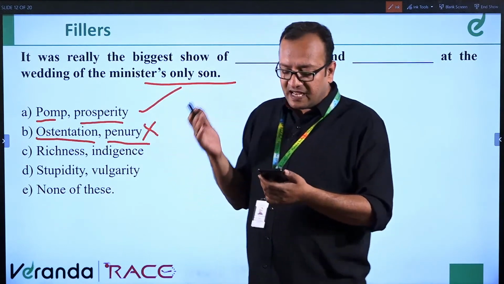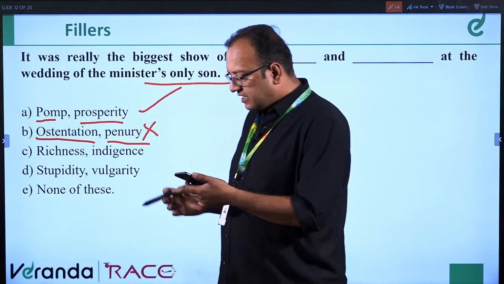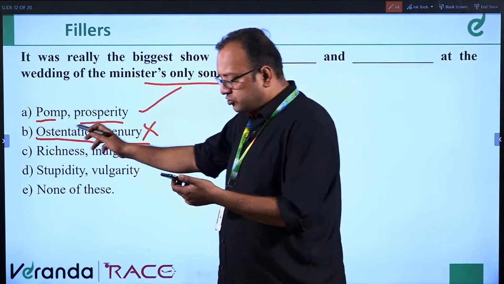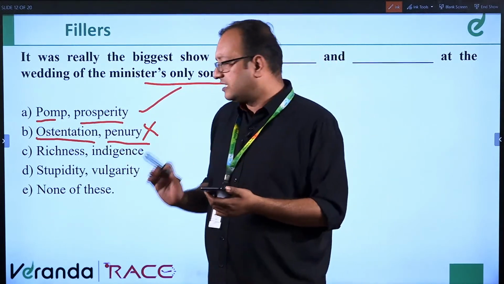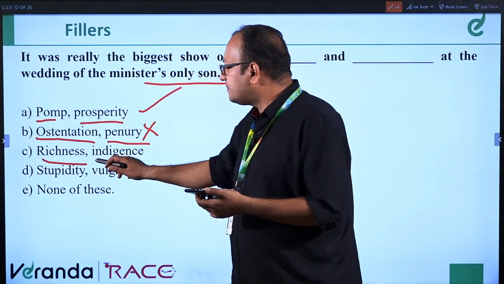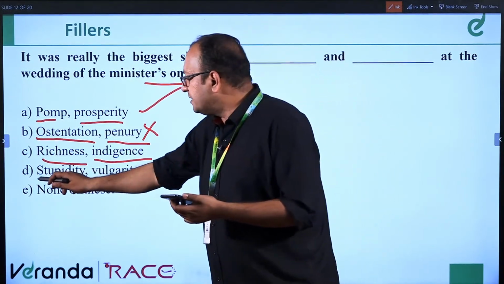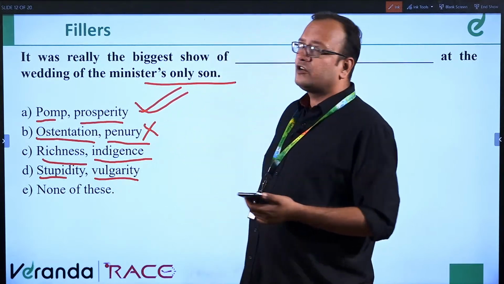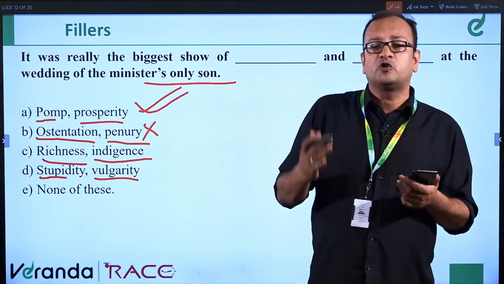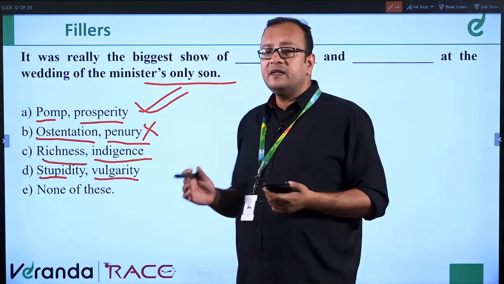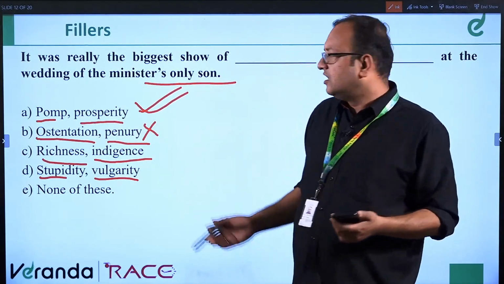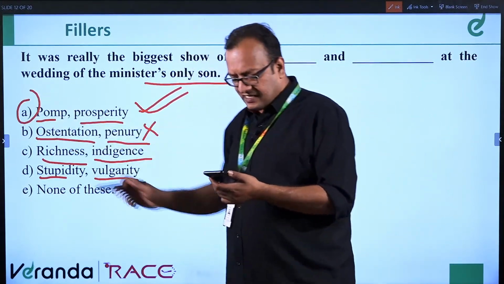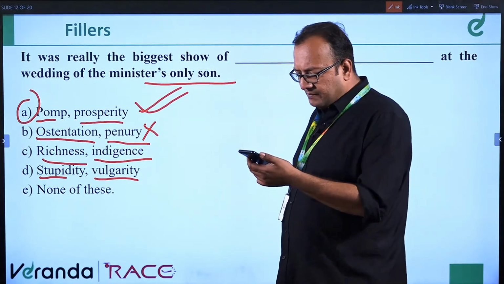So the minister's only son's marriage cannot be an example of show off and poverty. Richness, indigence means poverty. Stupidity, vulgarity cannot be the answer. You understand this? So answer will be pomp and prosperity. So it was a show of pomp, show off, and prosperity means richness. So answer will be A. A will be the answer. Clear? Why not C? Somebody says.